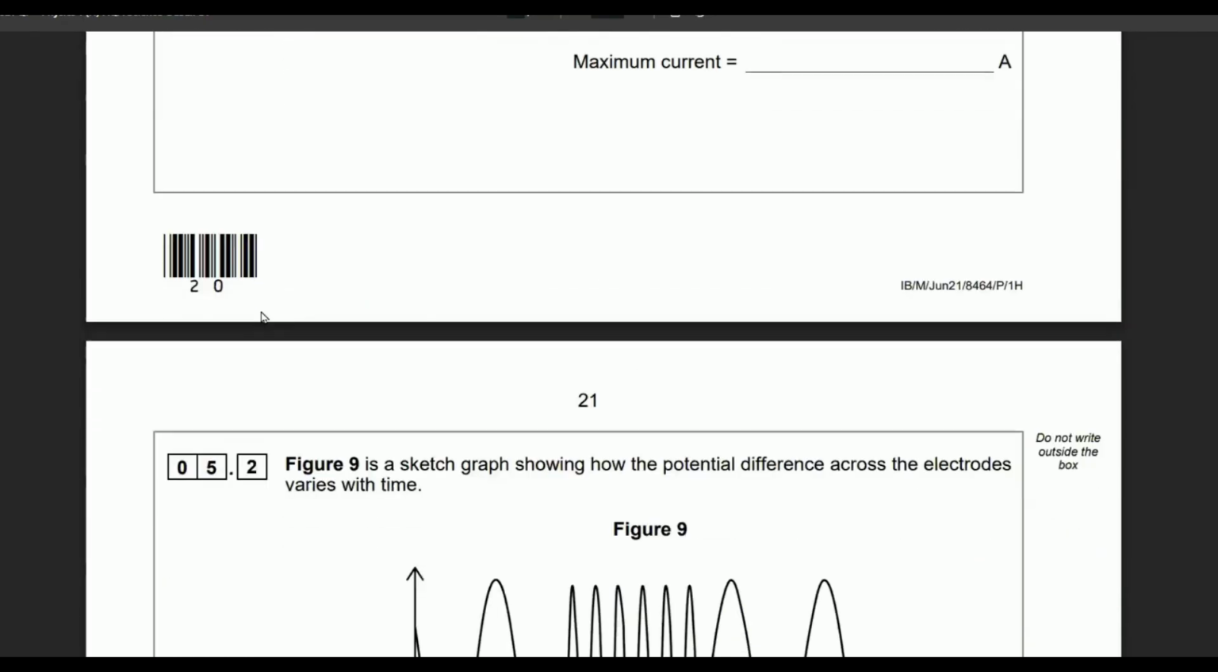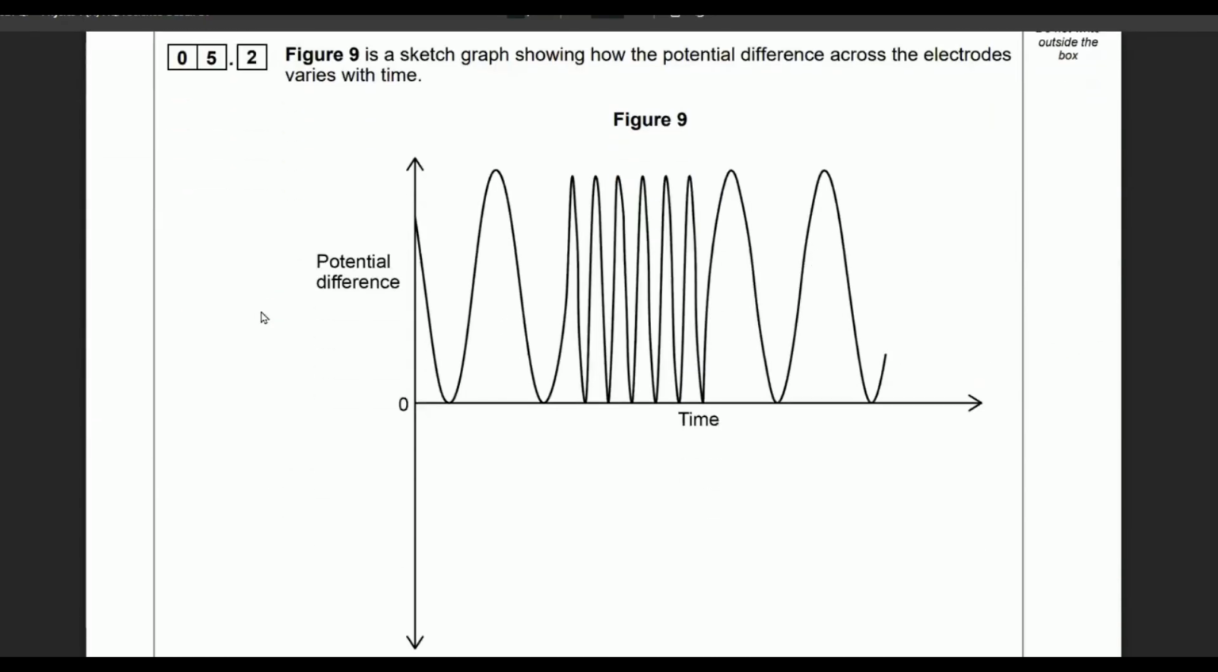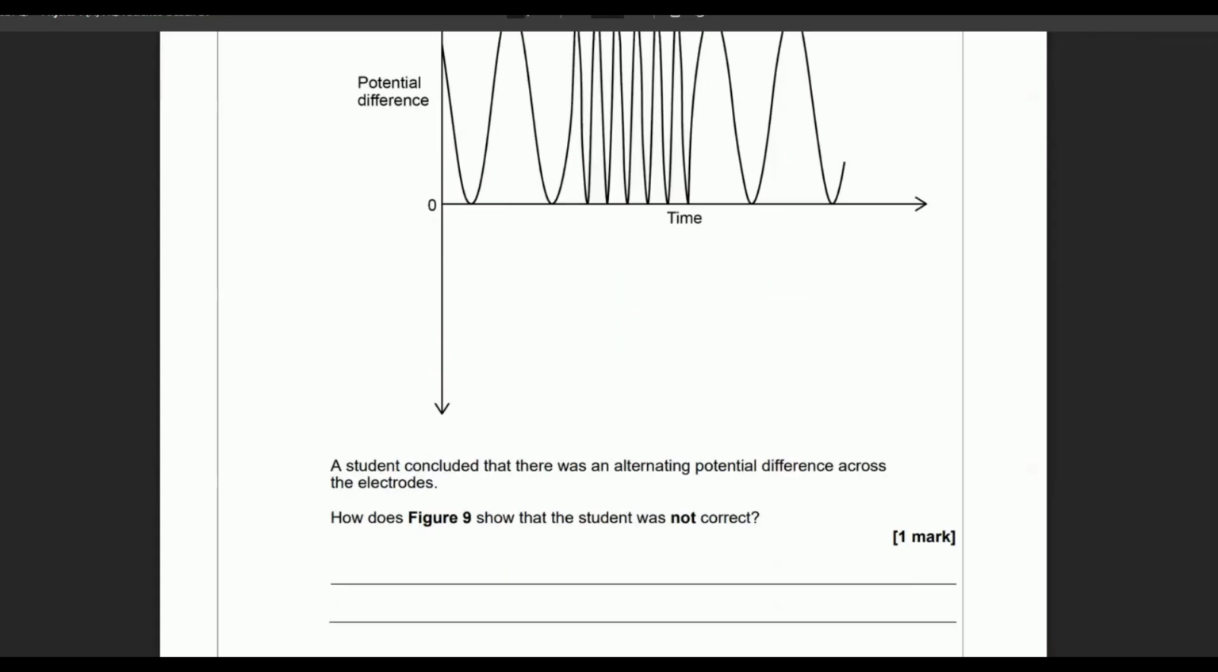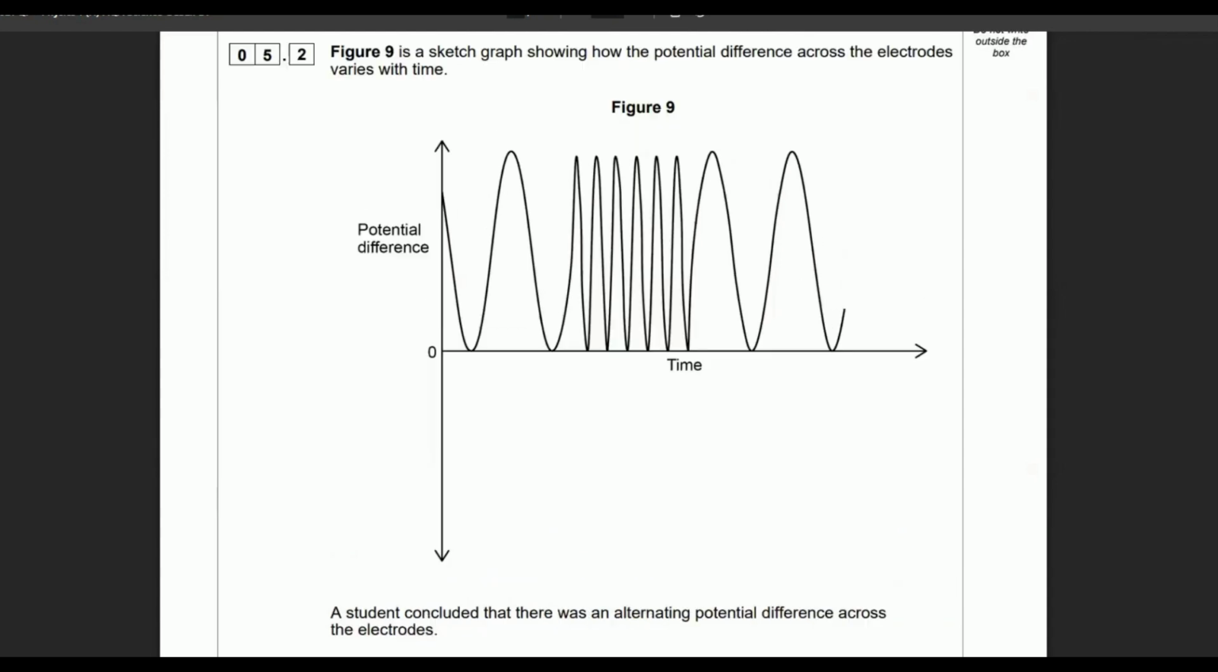Right, let's go down to 5.2. Need to fit this on the screen. Figure 9 is a sketch graph showing how the potential difference across the electrodes varies with time. So here's the potential difference, measured in voltage. We've got 0 there. We've got time. A student concluded that there was an alternating potential difference across the electrodes. So they think that there's an alternating potential difference. How does figure 9 show the student was not correct?